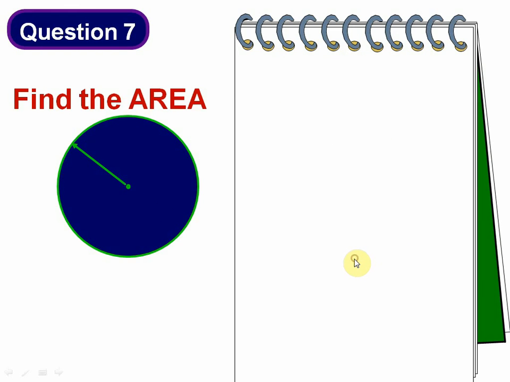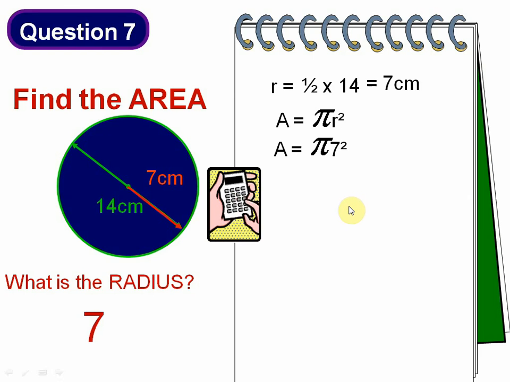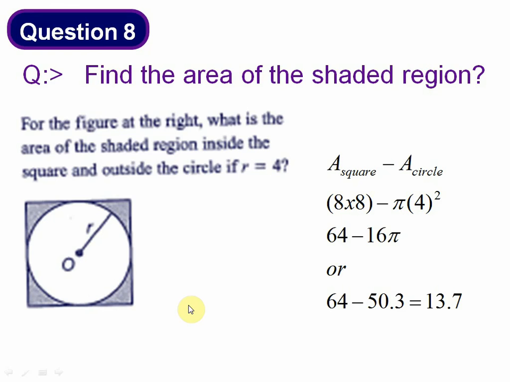Find the area. He said that the diameter is given as 14 centimeters. Now we have to cut it into two parts. From the center to the boundary it is 7 centimeters, so the radius is 7 centimeters, half of the diameter. Now we use the formula pi r square. Pi times 7 square is 49 times pi, which gives the answer 153.9 centimeter square. This is a simple question. You just have to memorize the formula and put the values in the formula, and you get the answer.